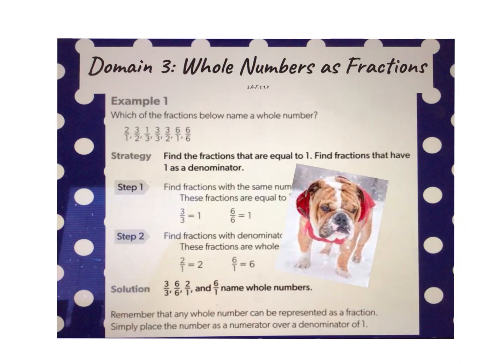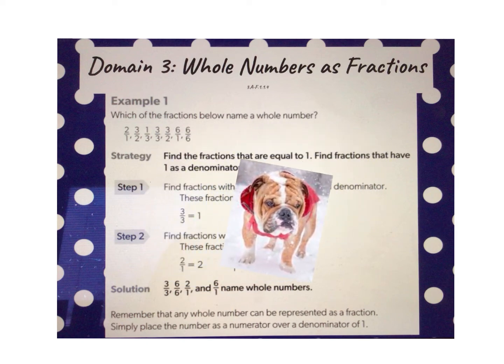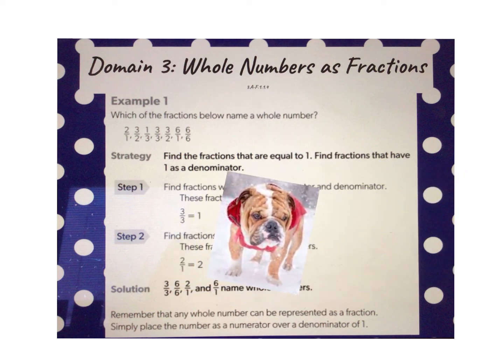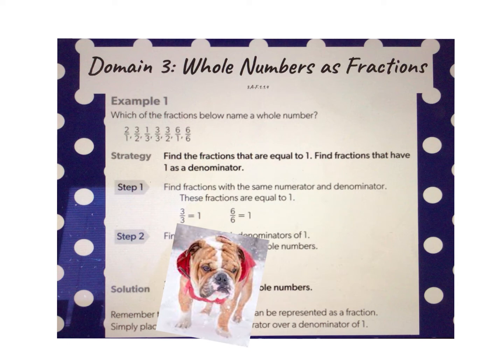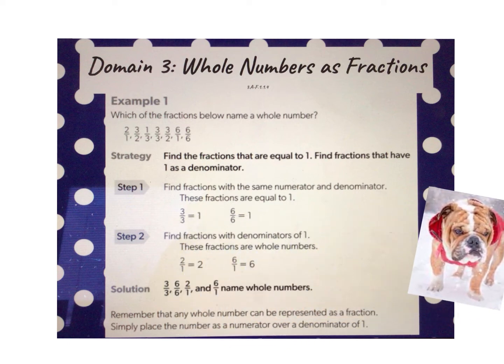Let's practice with this example. Which of the fractions below name a whole number? So first we're going to find the fractions that are equal to 1, and then we're going to find fractions that have 1 as a denominator. Okay, so if you take a look at 3/3 and 6/6, those both equal 1. It would look something like this, for example. So if we have a shape and it's one whole, it's broken off into thirds, and all 3 of them are shaded in, 1, 2, 3, that would be 3/3, and that would equal 1 whole.